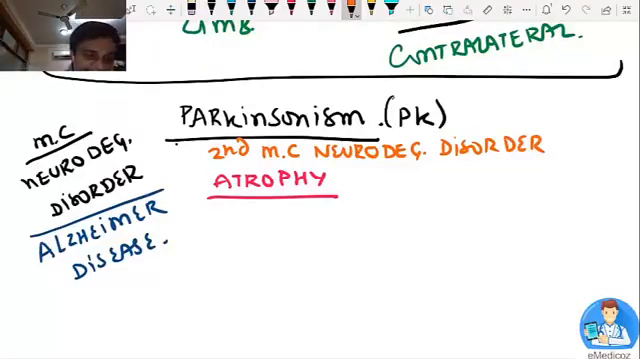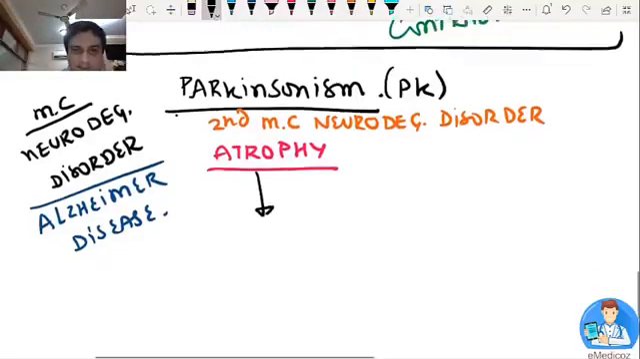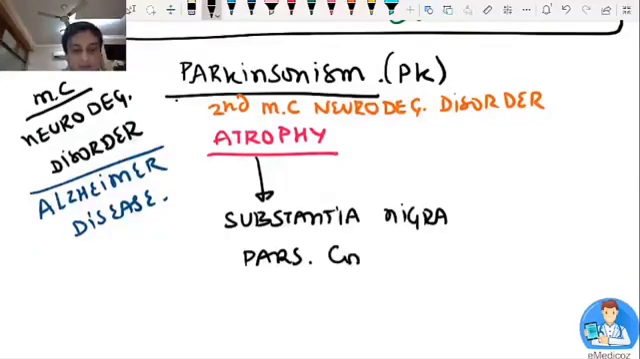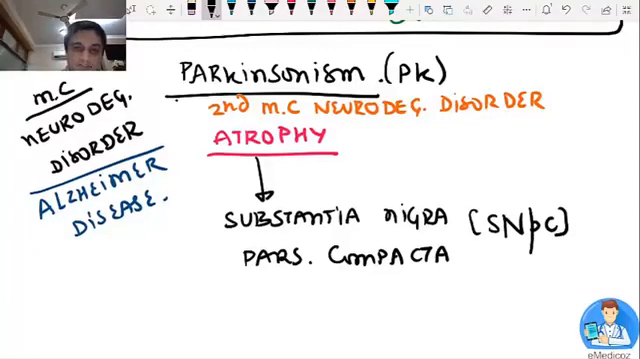Now we find atrophy occurs in the brain. But where does this atrophy occur? The site of atrophy to begin with is an area for motor manifestation known as the substantia nigra pars compacta, abbreviated as SNPC. So a part of the substantia nigra of the midbrain, the pars compacta, undergoes atrophy.